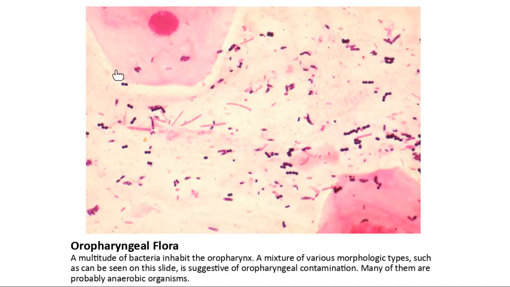Okay, now this is the mixed flora we discussed before. This is the oropharyngeal flora because of contamination of the saliva. So when saliva is mixed with the sputum, you find epithelial cells and mixed flora, which shows that this specimen is not good.